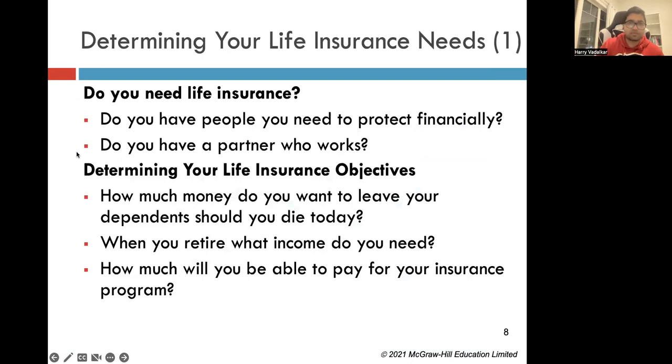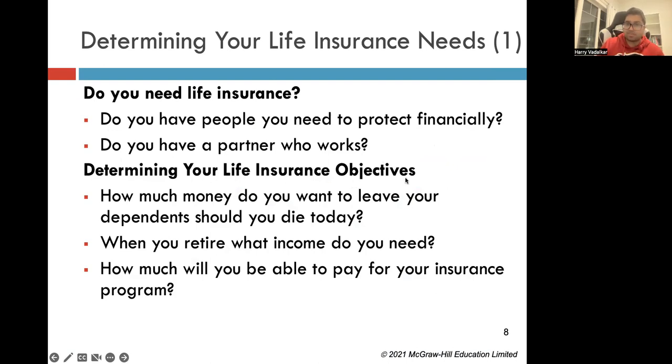Okay, so do you need life insurance? Important questions to ask yourself. Do you have people you need to protect financially? If the answer is yes, you need life insurance. Do you have a partner who works? Then the insurance need will be lower, but still you will need some insurance.